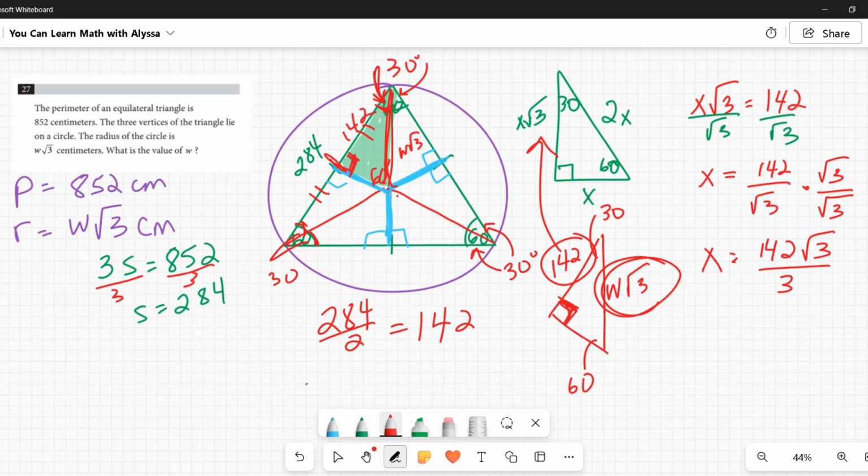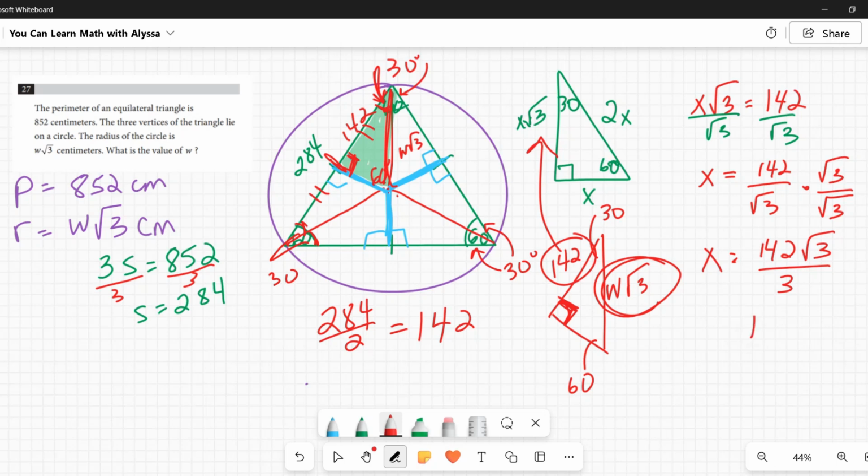So now I look and see, can I simplify this any further? Does 3 go into 142? It doesn't. Quick little way to do that is you can add up the numbers that make up a number. 1 plus 4 plus 2, that's 7. Is 7 divisible by 3? No, then the whole big number is not. Shortcut. So I can't simplify this any further. It is what it is.